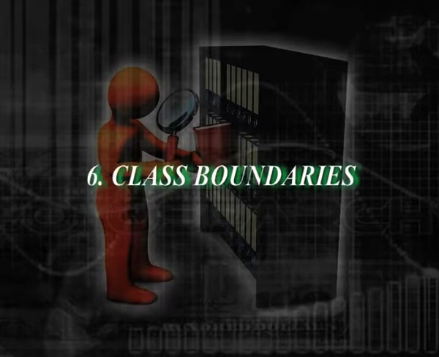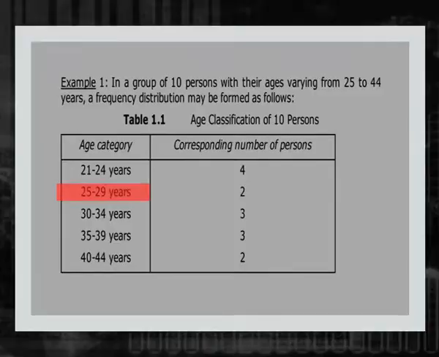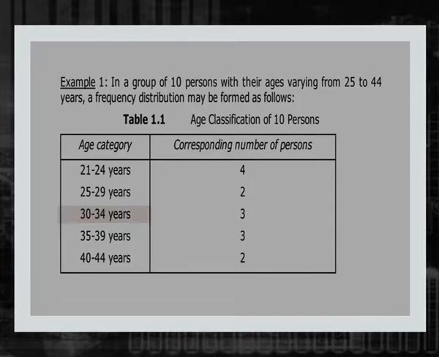Sixth point, class boundaries. When we deal with a continuous variable, all the data are recorded to the nearest of a certain unit. Let us consider the example as follows. We have constructed the class intervals starting from 25 years of age, and the first class interval pertains to the ages ranging between 25 and 29 years. Similarly, the next class interval pertains to the ages from 30 to 34 years, and so on. While deciding the number of persons falling against each class interval, we'll record the age of every individual to the nearest number of years.